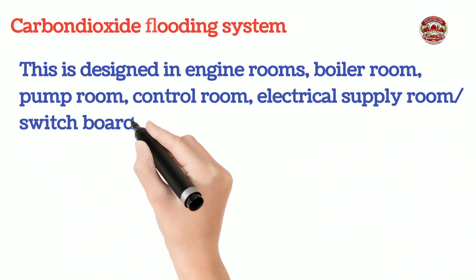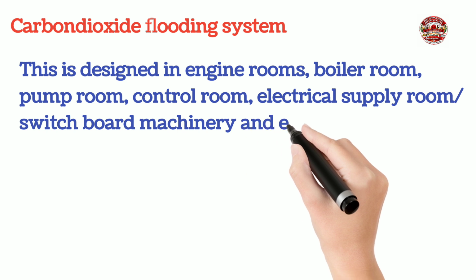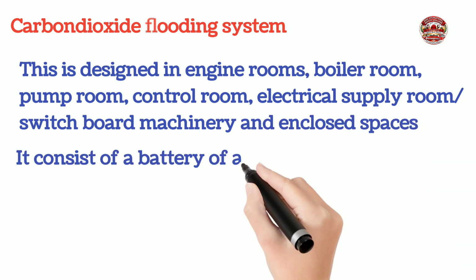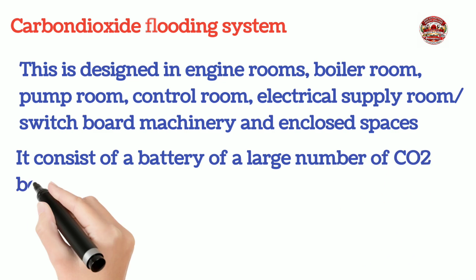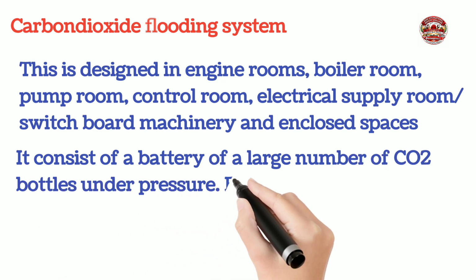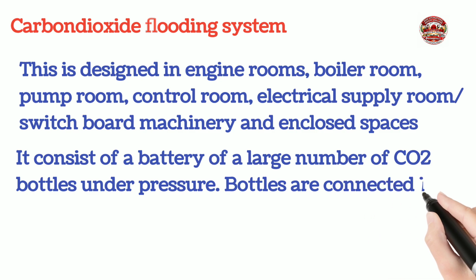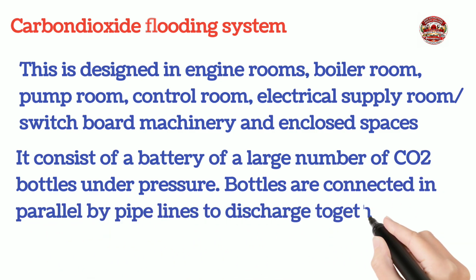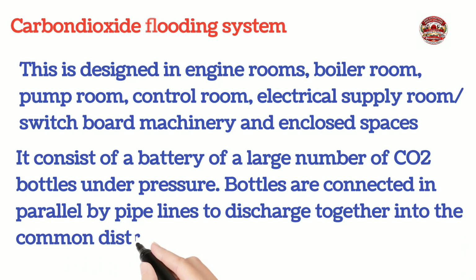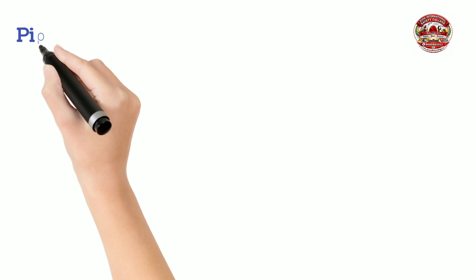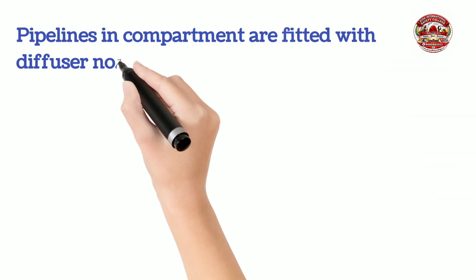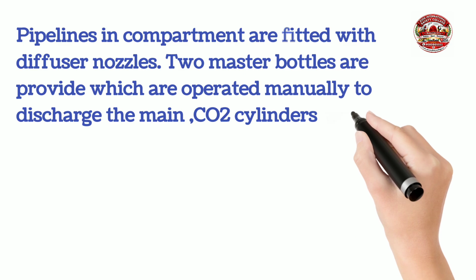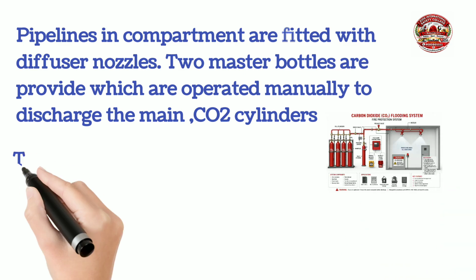It consists of a battery of a large number of CO2 bottles under pressure. Bottles are connected in parallel by pipelines to discharge together into the common distributor. Pipelines and compartments are fitted with diffuser nozzles. Two master bottles are provided, which are operated manually to discharge the main CO2 cylinders.